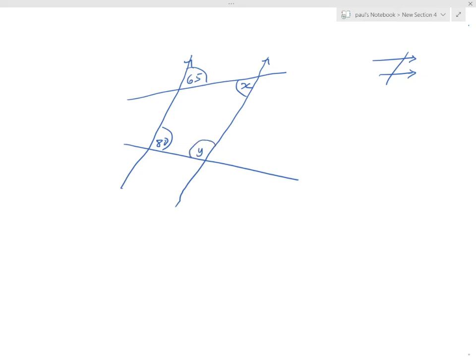Right, so x is in this shape here, which is an alternate angle between the two parallel lines. So x is going to be equal to 65, because it's the same as that one.